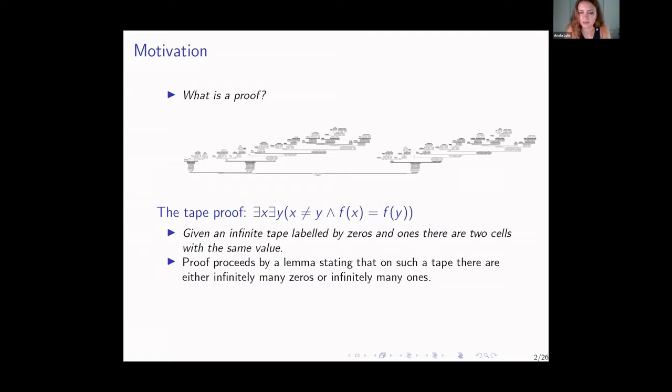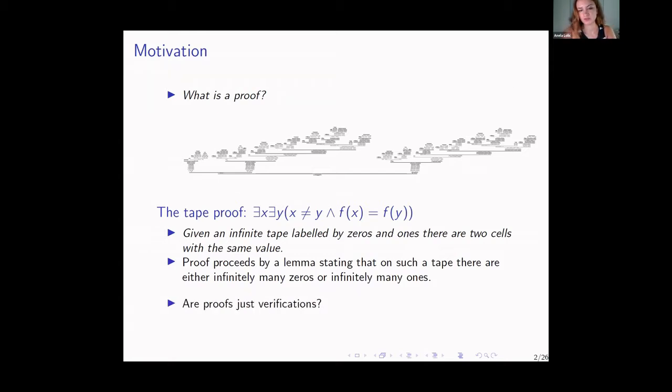So what this essentially states is that given an infinite tape labeled by zeros and ones, there are always two cells with the same value. And now this particular proof proceeds by a lemma stating that on such a tape, there are either infinitely many zeros or infinitely many ones. Okay, so we have a verification of this statement. So this is this proof.